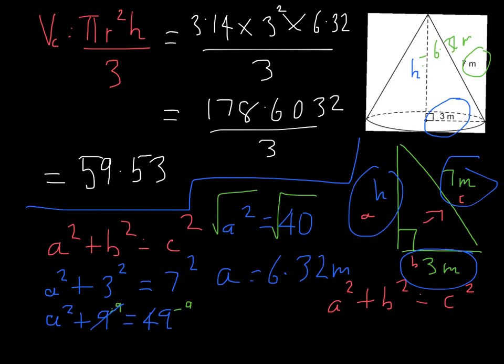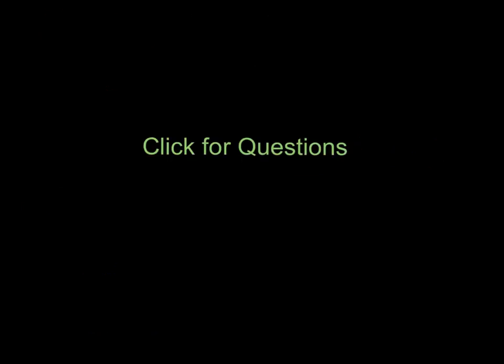59.53 meters cubed. The actual answer was 59.5344, but I've rounded that off correct to 2 decimal places. So yet again, thing to be mindful of is make sure you have the correct value for the height. If you have the slant height, you may need to find the height. Press or click now on the screen for some questions relating to the volume of cones.